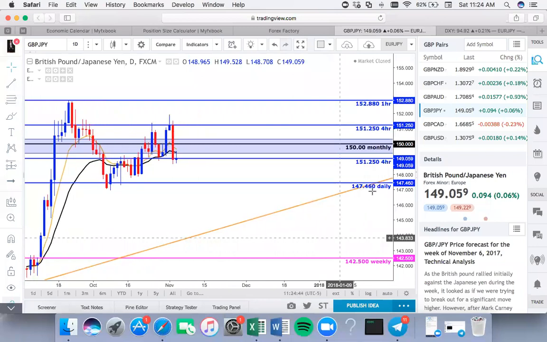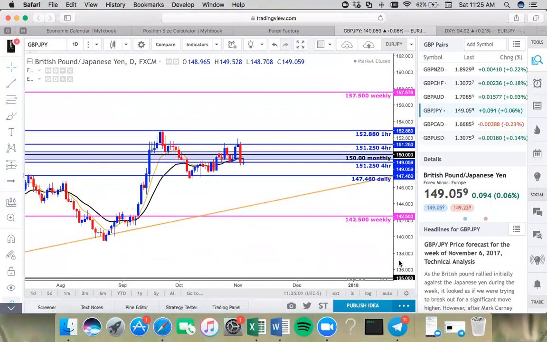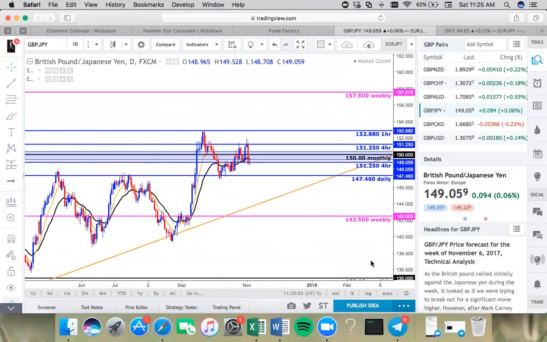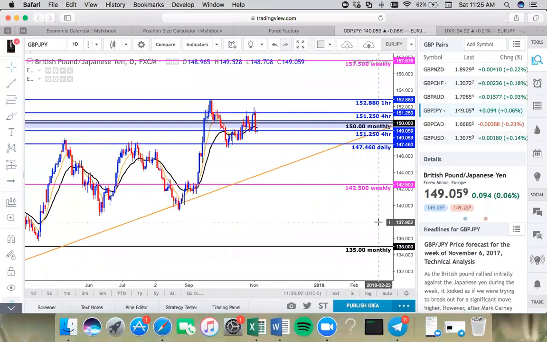And look how I keep it at even numbers. You want to keep it at even round numbers. It doesn't matter if you round it to the highest tenth or the lowest tenth. It doesn't matter. Just keep it even, okay? So I found one resistance there, came down. I'm not sure if I have any more dailies right here because the whole idea is you don't want to clutter your charts.